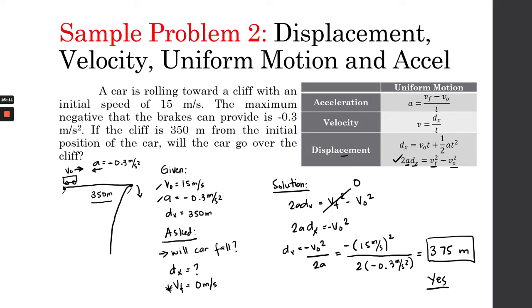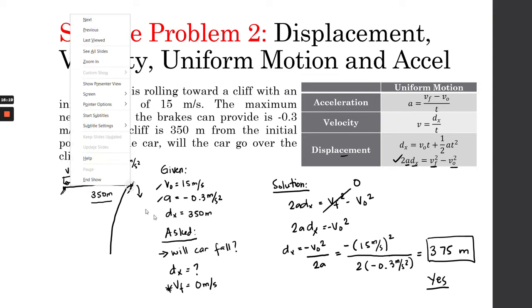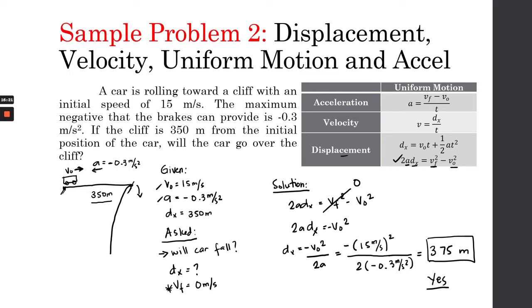However, the distance between the car's initial position and the edge of the cliff is 350 meters. So by the time it reaches the edge of the cliff, it has not fully stopped. The velocity is not yet at 0 meters per second. Therefore, the car will fall.